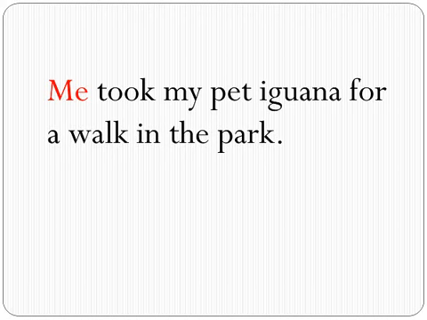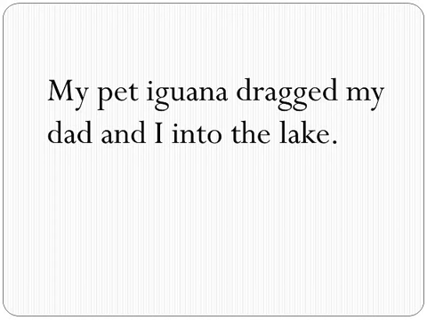So now with that said, let's take a look at a slightly more challenging example. My pet iguana dragged my dad and I into the lake. So once again, let's start by isolating the verb, and it's dragged. So who's performing the verb? Who is doing the dragging? That's my pet iguana. There's the subject. So if the iguana is the dragger, then who's the draggee? Who's receiving the verb? The answer to that is my dad and I. So that's going to be the object of this verb.